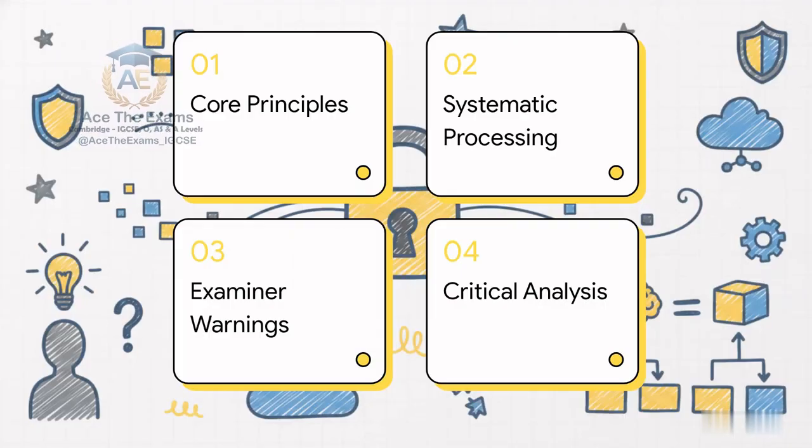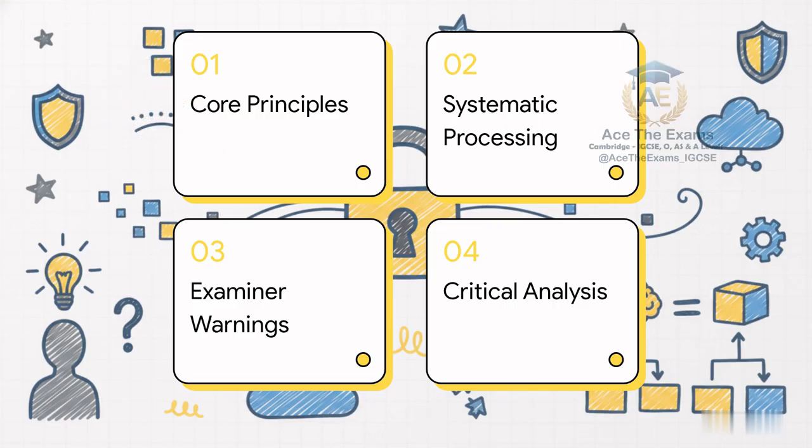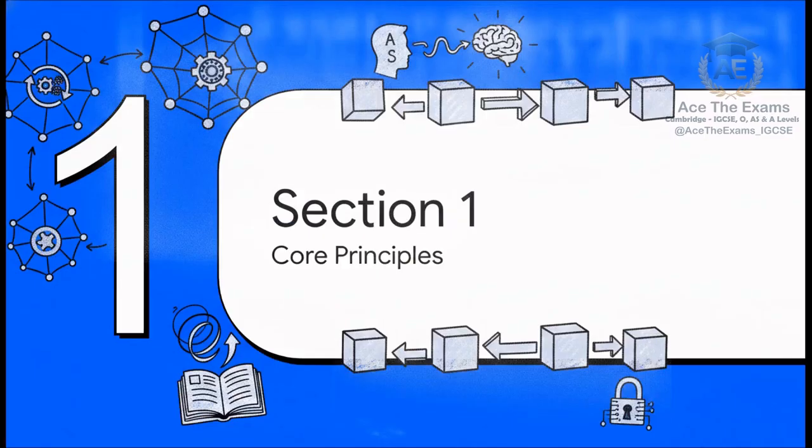This explainer is going to systematically walk you through the frameworks you need to absolutely master the 1.3 uses of encryption topic. Here is our treatment plan for today. First, we'll look at the core encryption principles. Number 2, the systematic processing methodology. Number 3, top examiner warnings. And finally, number 4, the critical analysis strategy. Let's jump right in. Okay, moving into section 1, the symptoms and core principles.